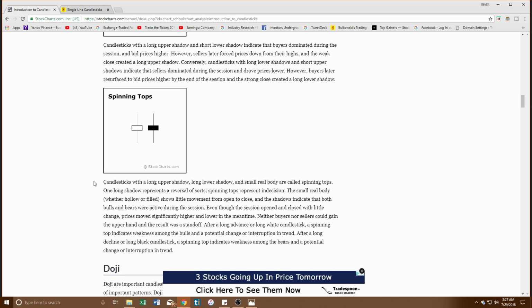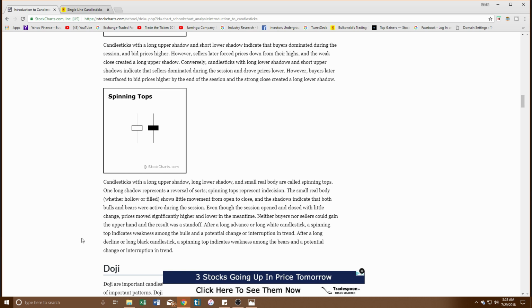Even though the session opened and closed within little change, price moved significantly higher and lower in the meantime. Neither buyers nor sellers could gain the upper hand, and the result was a standoff. After a long advance or long white candle, a spinning top indicates weakness among the bulls and a potential change or interruption in trend. After a long decline or long black candlestick, a spinning top indicates weakness among the bears and a potential change or interruption in trend.